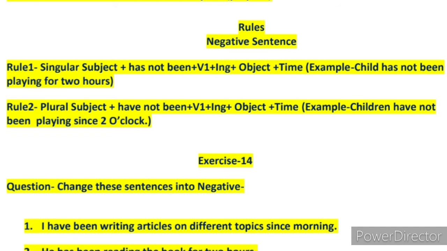So the rule is singular subject plus has not been plus V1 plus ing plus object plus time. For example, child has not been playing for 2 hours. Next rule, plural subject have not been plus V1 plus ing plus object plus time. Example, children have not been playing since 2 o'clock.